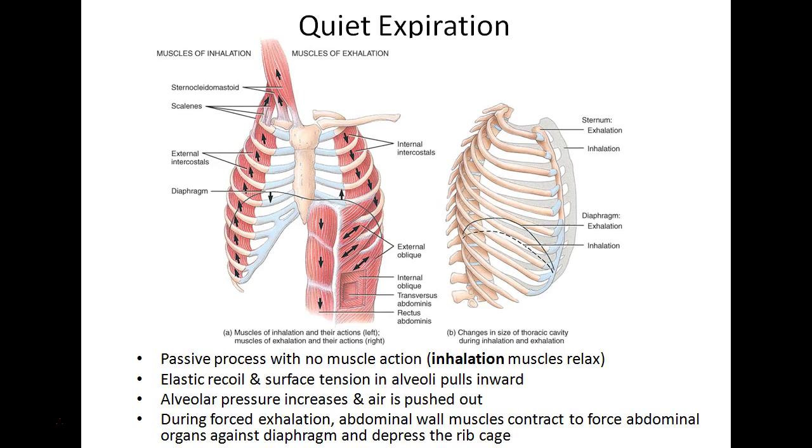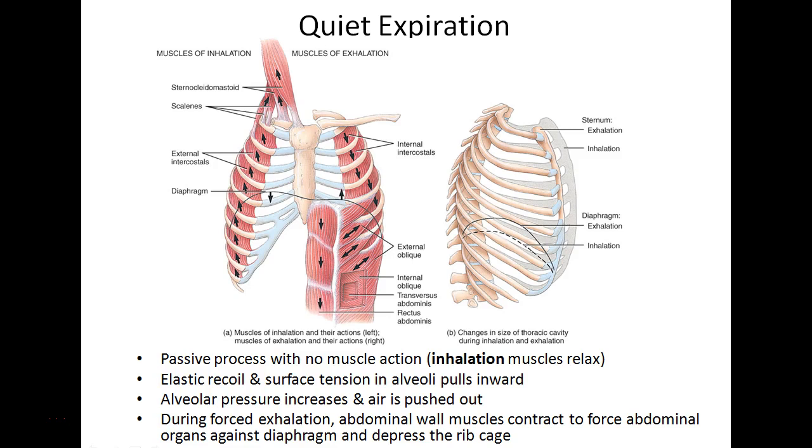Here we have quiet expiration. Quiet expiration is going to be a passive process. There's a natural elastic recoil that happens in the alveoli, and that's going to pull inward. Then when we forcefully exhale, a forced expiration is going to include muscles like the internal intercostals. We're also going to use some abdominal muscles, and transversus thoracis is going to help us with that forced expiration.